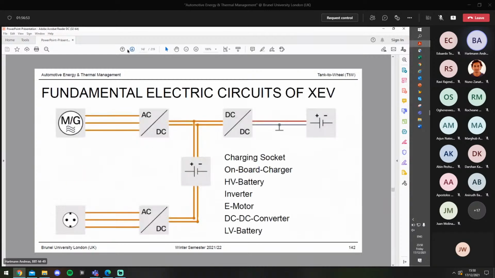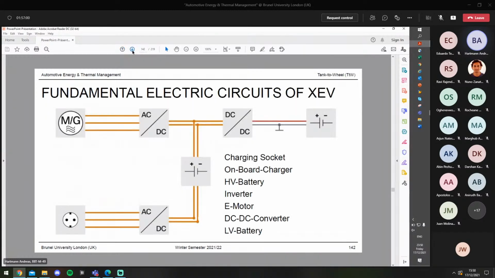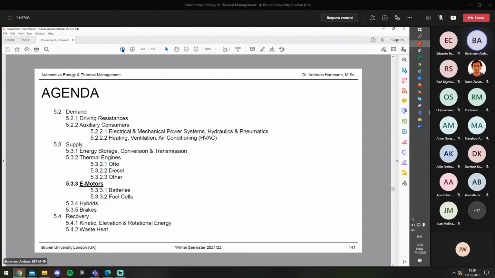Okay, so much for the thermal engines, and then we will move on to the e-motors. First of all, we will start with the general architecture of an electric powertrain. So maybe somebody of you can quickly explain which components are needed for an electrical powertrain. What are the main components for such powertrains? What do you need for an electrical powertrain?